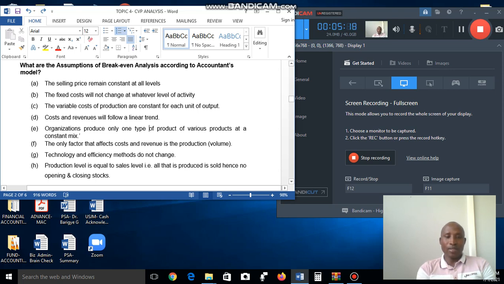Then third, the only factor that affects costs and revenue is just production or volume. That it is only volume, or unit of output, or the total production that can affect what? Affect costs. Forgetting the fact that there are some other factors that can affect the production, or they can affect the what? The costs. Technology is assumed to be what? To be constant or the same throughout. It assumes that the technology does not change.